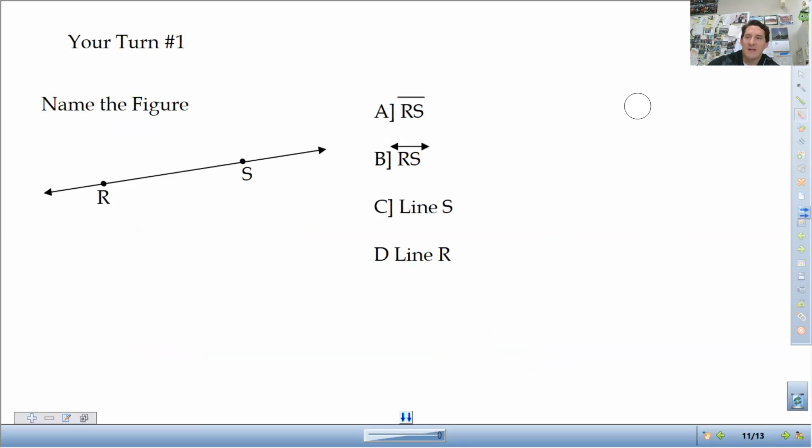All right. So the correct answer on this one is line RS. This is the only one that works for this. This one here, because it doesn't have the arrowheads on top, this is segment RS, but this is a line because it is extending on in both directions here. Line S and line R do not work because you can't name the line based on just one of the points. You need both points. If there was a letter off to the side here, like an L, we could call it line L because it's labeling the line, but because these letters are labeling the points, you can't call the line by those, all right? So just make sure you're paying attention to what the letter is labeling and what it is naming there.